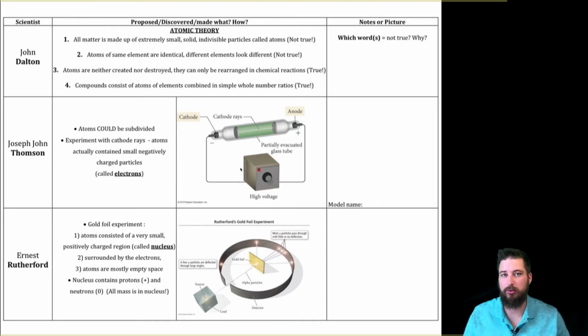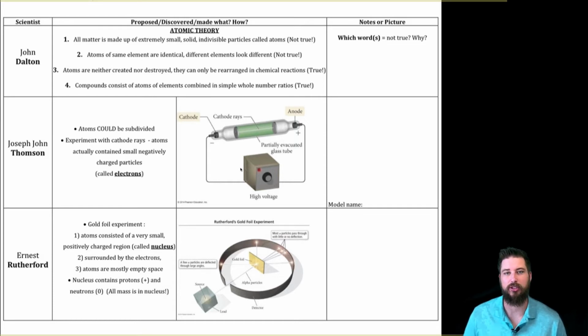Today what we're going to do is talk about the history of the development of the atomic theory, and we're going to talk about the different scientists that contributed to our understanding of atoms. 150 years ago, 200 years ago, what we know about atoms today, they knew nothing about. It's actually really interesting to think about because after this unit, you're going to be more knowledgeable than those who were living 200 years ago.